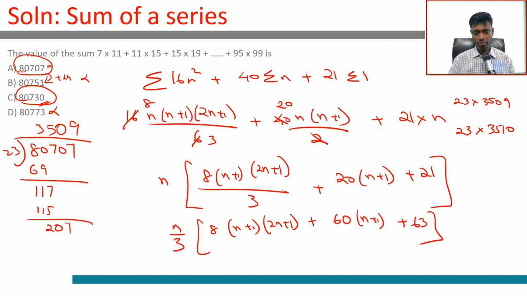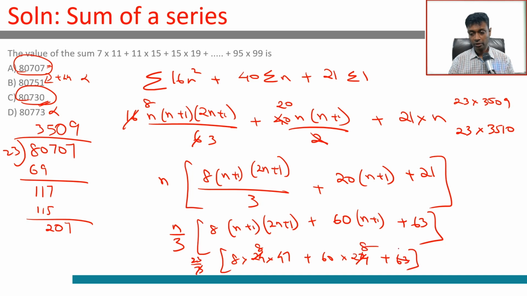So n by 3, 23 by 3 into 8. This is 23 by 3, 8 into 24 into 2 into 23, 46 plus 1, 47, plus 60 into 24 plus 63. So this becomes 8, 8, 21.